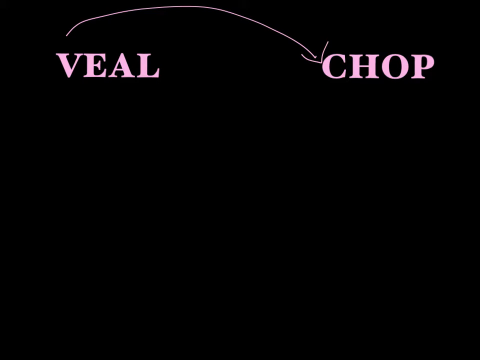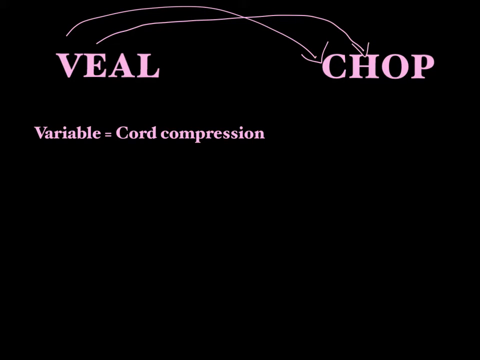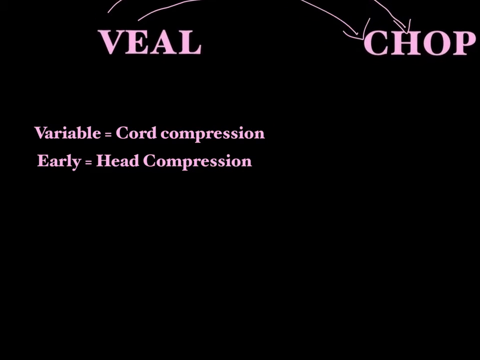The V goes to the C. Okay, and that means variable. A variable decel is from cord compression. It also looks like a V, which helps. Okay, so there's our first part. Okay, the E is an early, and it goes with head compression. Okay, so remember, it's that vagal response. Okay, now we have A. A is acceleration.